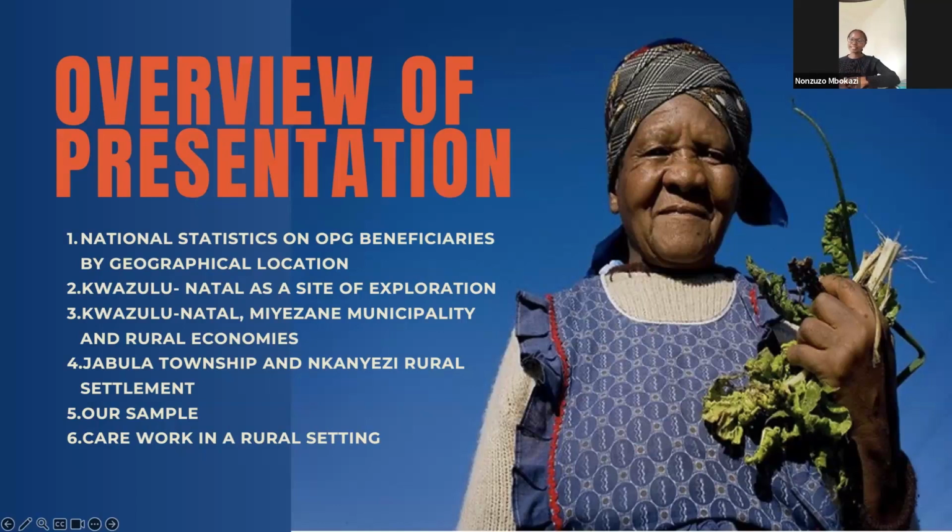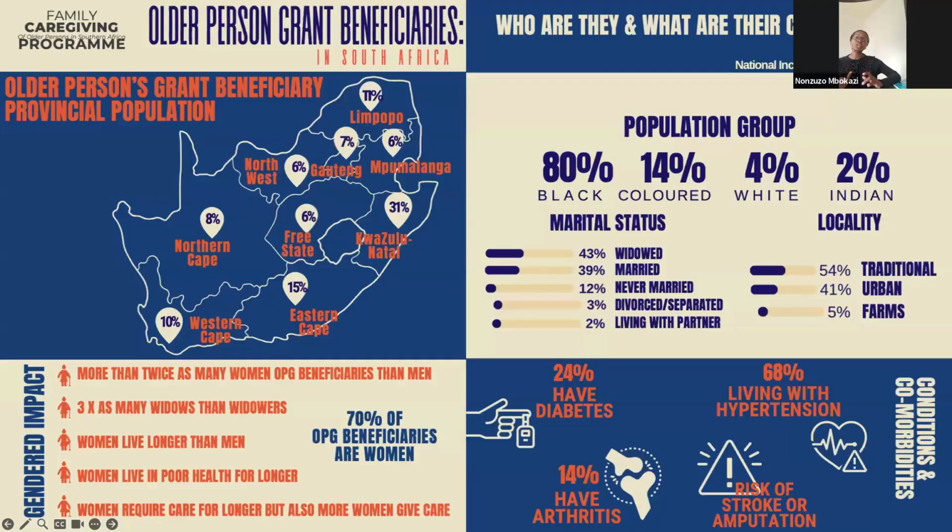And moving on to the next slide, just to go more into the stats, I will try not to dwell too much on the figures, but this is just to give you an overview. In the first block, we see the map of South Africa, and we can see that the majority of the people receiving the older persons grant are coming from KwaZulu-Natal at 31%. And then when we move over to the second block, we can see that the majority of the population receiving the older persons grant is Black people at 80%, and we have colored people at 14%, white people at 4%, and Indian people at 2%. And the majority of the people receiving this grant are in the traditional setting, and 41% is in the urban setting, and 5% is on farms.